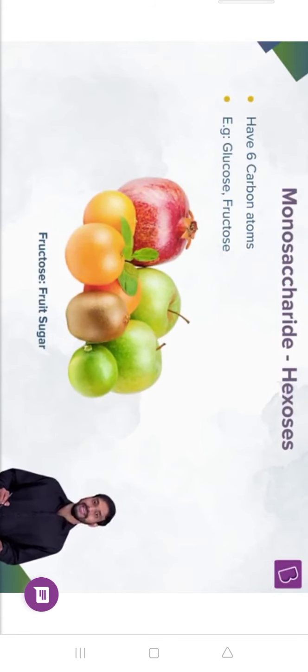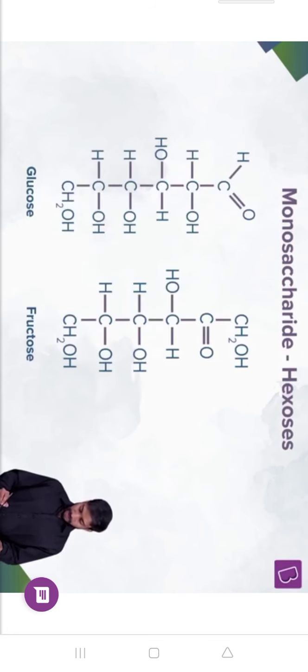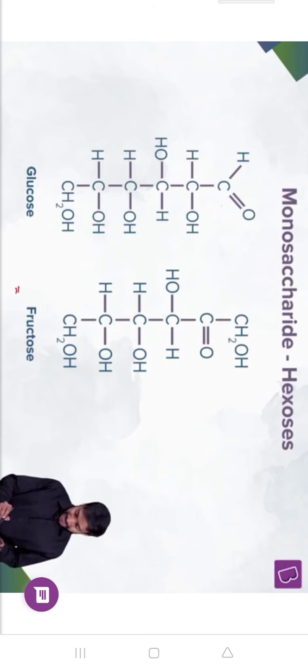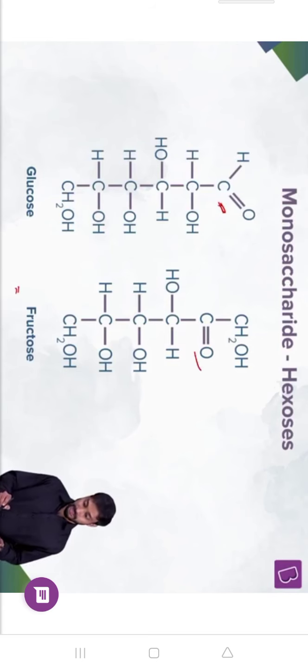Well, so glucose, fructose, these are some of the examples. Fructose you will get in the fruit sugar. Okay, so glucose and fructose. Try to figure out the difference. Here is an aldehyde. Here we had seen it already, the ketone. Ketone group, aldehyde group.